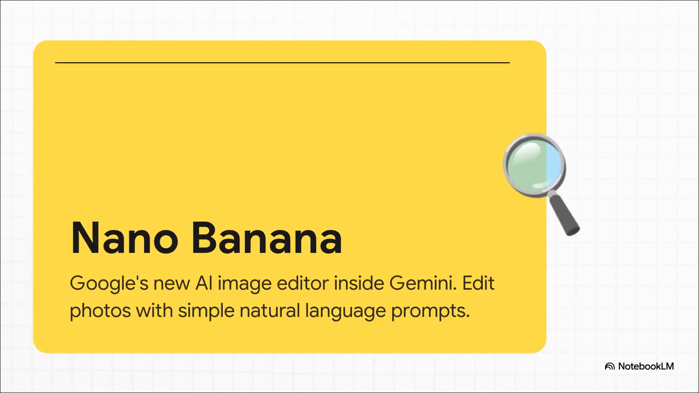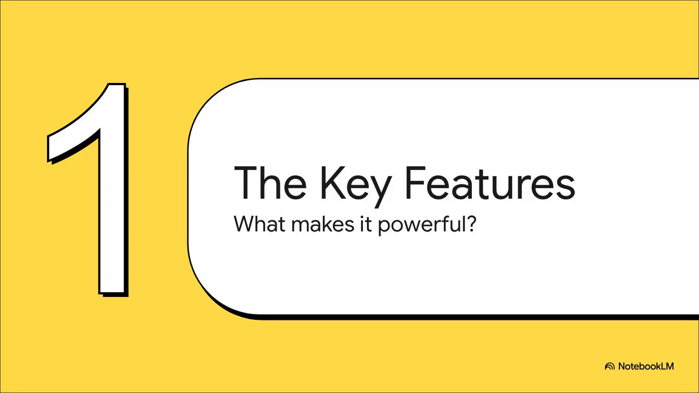Okay, so here's the deal. Nano Banana is an AI image editor that lives right inside the Google Gemini app. And the whole point of it is just super simple. Instead of messing around with complicated tools, confusing layers, and tricky masks, you just talk to it. You tell the AI what you want to change using plain English, you type a command, and it does all the hard work for you.